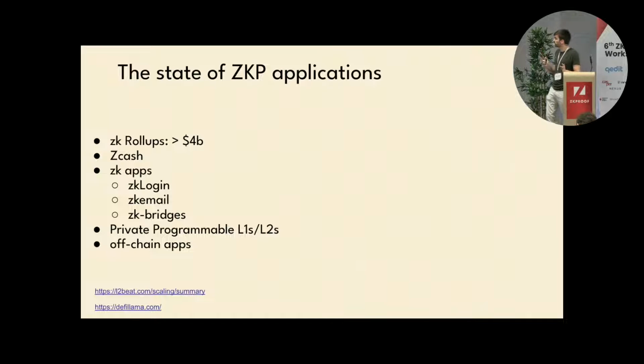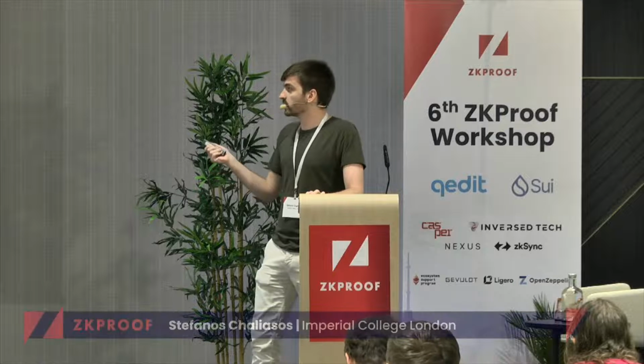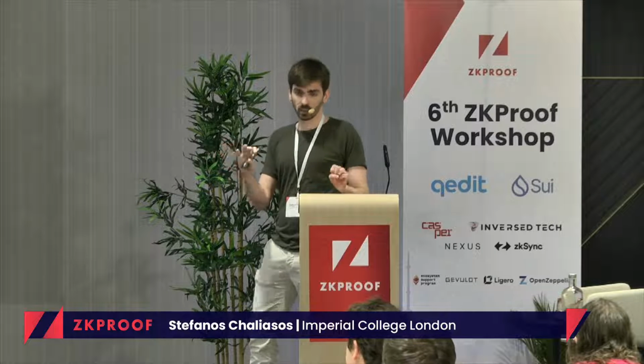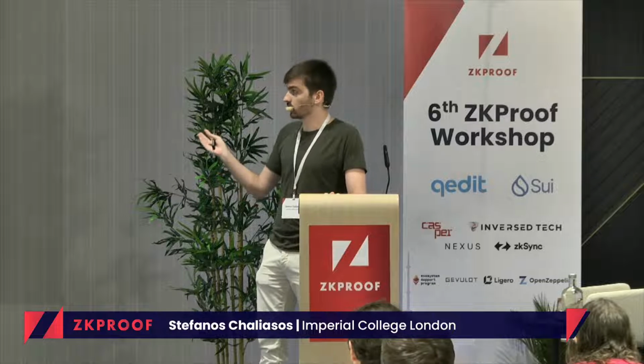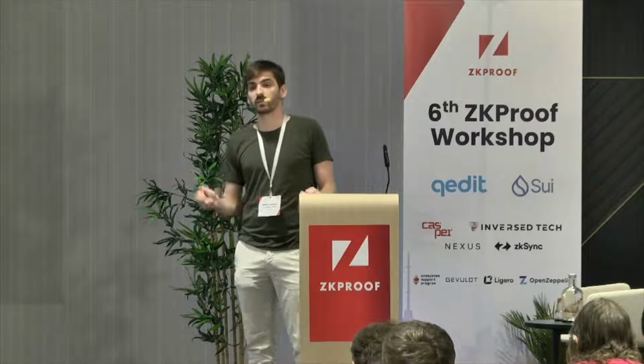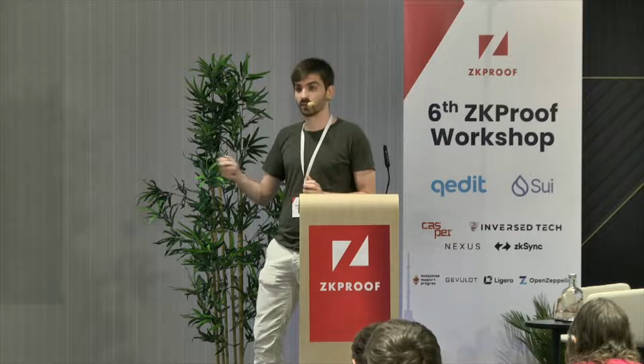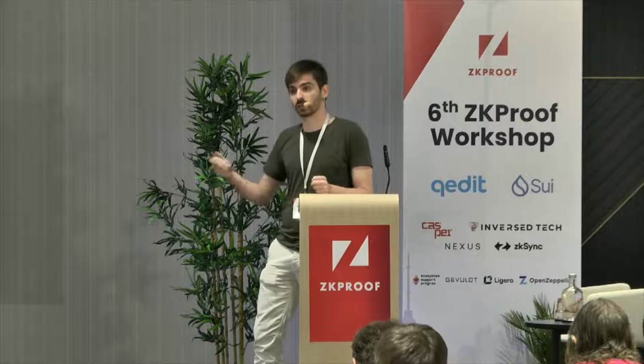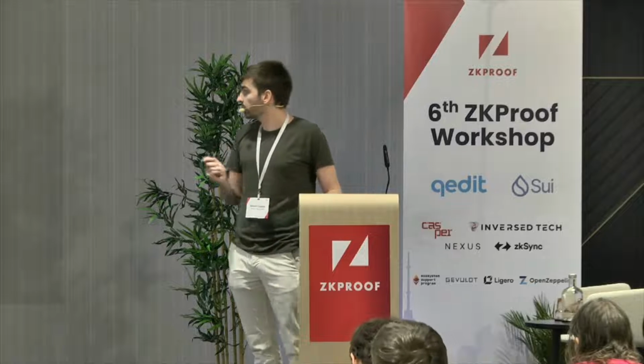So currently the state of ZKP applications is ZK rollups, which at the moment have a TVL of around 4 billion. There is ZCash, as always has been there. There are many very interesting applications that arise, mostly at the infrastructure level, like ZK login presented by Kostas previously, ZK mail, ZK bridges, and also there are private programmable L1s and L2s, and finally there are many interesting off-chain applications that could happen. But what we haven't observed so far in that industry is exploits.